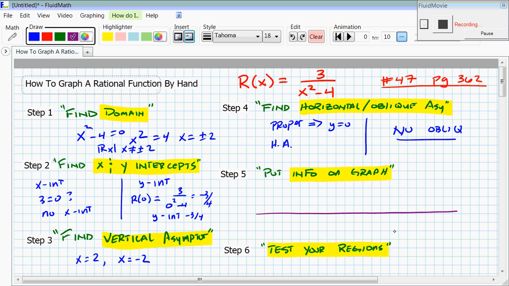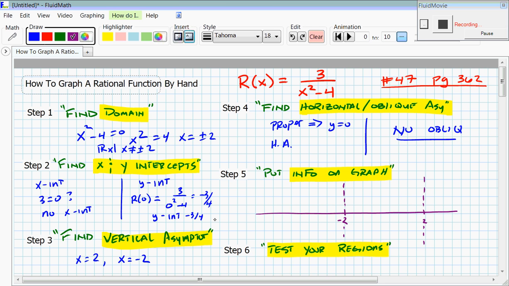And I put in some key points on the x-axis. Now I know that my domain excludes negative 2, so if I call this negative 2, I'm going to have a vertical asymptote at negative 2. I also know positive 2, so I'm going to call this positive 2. All right? I know I'm going to have a vertical asymptote at positive 2. Okay? Do I have any x-intercepts? No, there's no x-intercepts, so it's not going to cross anyway.